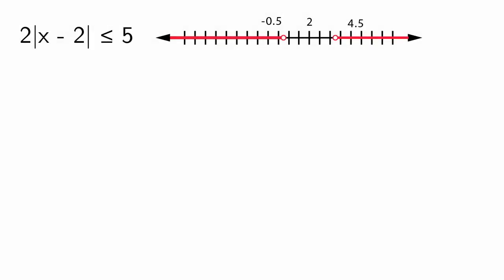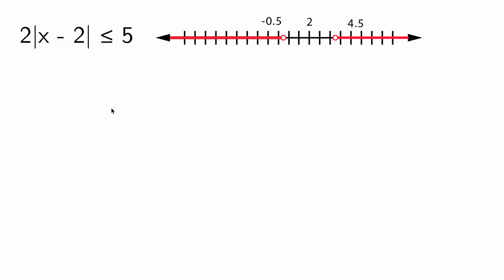Once you know how to read an absolute value inequality, the process of solving becomes quite simple. So let's go ahead and read this absolute value inequality. This means that 2 times the distance of the variable x from the number 2 must be less than or equal to 5.